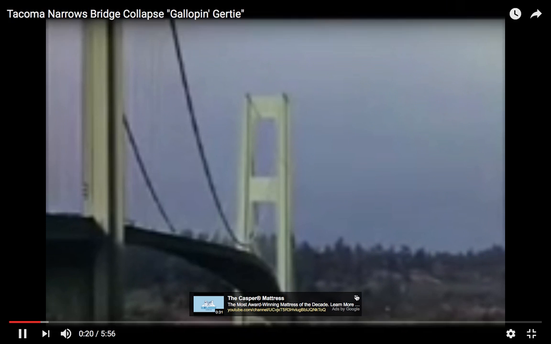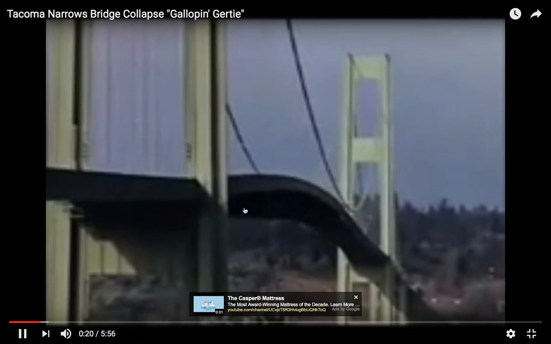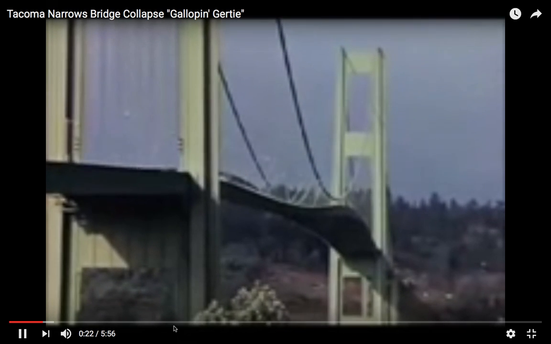But it became so bad, you can see here, that it was dangerous to be on. And so they closed the bridge, didn't allow any traffic on it. Eventually, it got so bad.